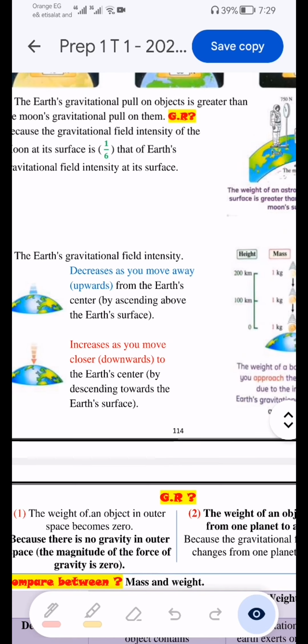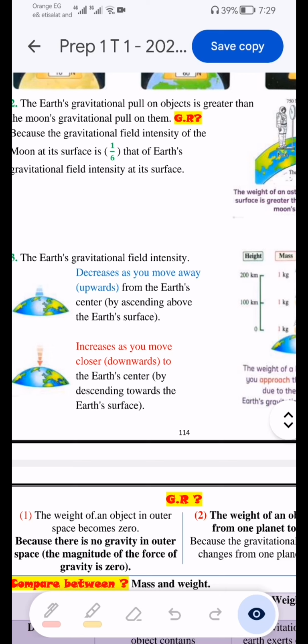Number 2, the earth's gravitational field intensity decreases as you move away from the earth's center. That means when you move away from the earth's surface, the gravity affecting you will decrease. As we said, gravity is affected by 2 factors, distance and mass. When the distance increases, the gravity will decrease. So the weight will decrease also, because the weight depends on gravitational field intensity.